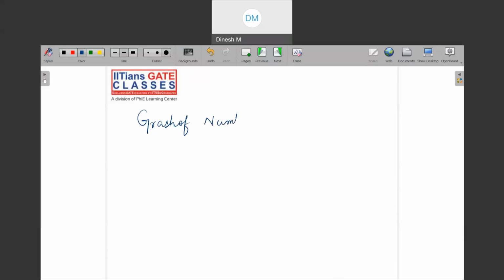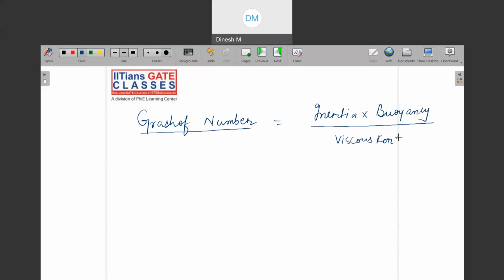Grashof number, this is equal to what? The ratio of inertia into buoyancy forces, divided by the viscous forces whole square. The whole square of the viscous force. Then when you solve this one, you reach your Grashof number, Gr.